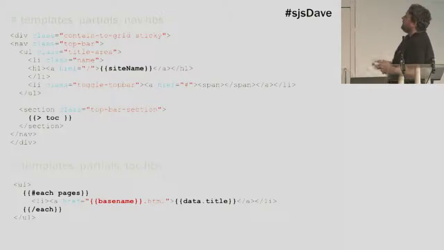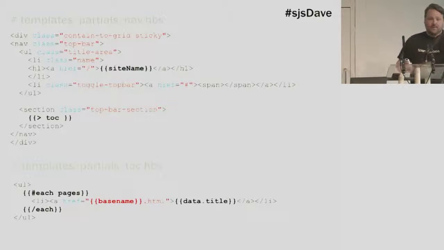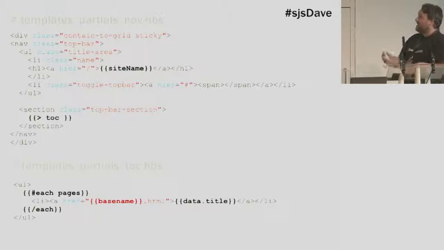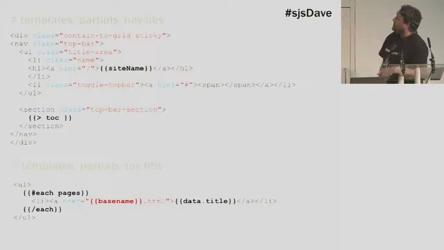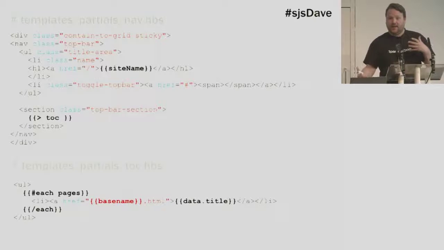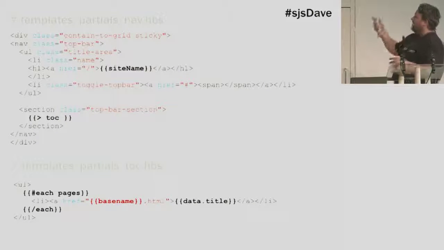So here's one of the navigations. There's a site name, that's something which I've defined up in the data.json file. Another partial there is the talk table of contents. And basically it's just building a link. We've got a helper down at the bottom here in the talk HBS, which is basically looping the pages, because again, it knows it's building a collection of pages. It's taking a base name of it and data titles. Now this one's prefixed with data title.